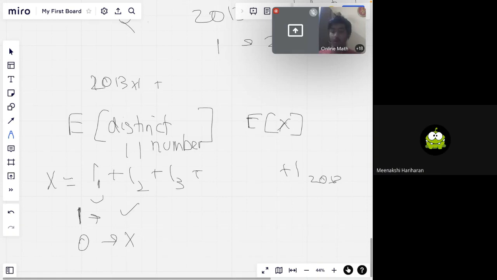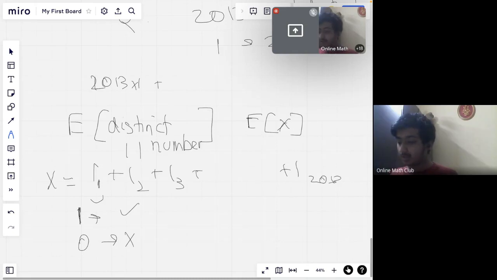I2 is equal to 1 if 2 is in the set, and it's 0 if it's not in the set, right? Yeah, I got it. And x will be equal to I1 plus I2 and so on, because that's what x's definition is, right? If all of the numbers are in the set, then x, which is basically the number of numbers, has to be 2013, because all of them are 1, right?